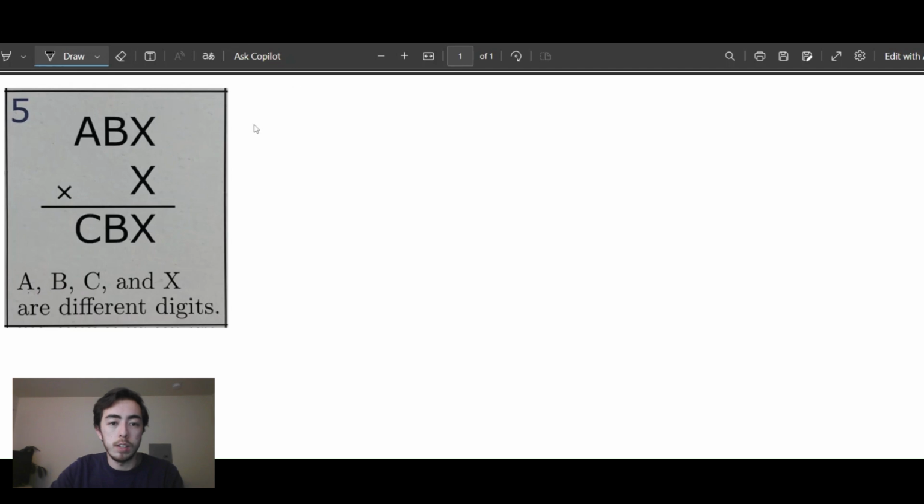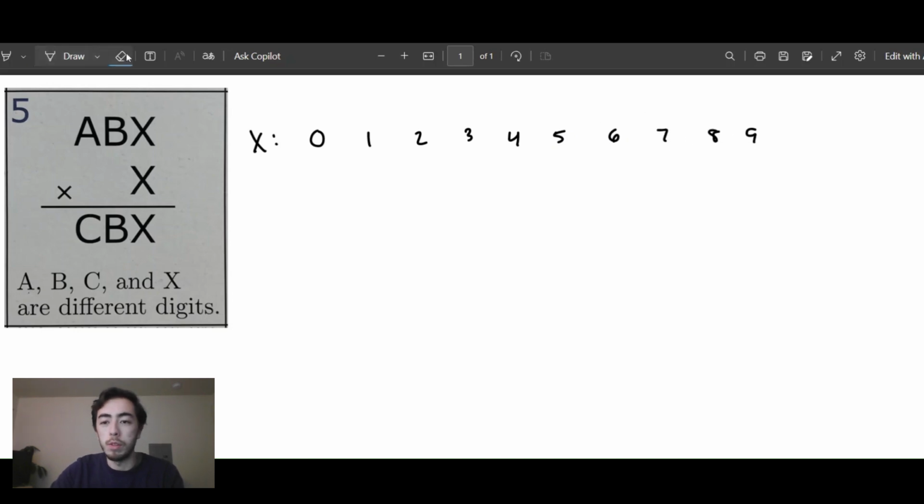So that means X could currently be anything between 0 and 9. So like 0, 1, 2, 3, 4, all the way up to 9. And I'm just going to write them all out so that as I work through my thinking, I can cross off the ones that don't work as I go. And I'm hoping that I don't have to write it all out for A, B, and C, but we'll just see what happens. So the first thing I notice is this ones column here.